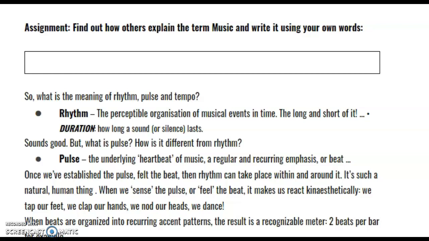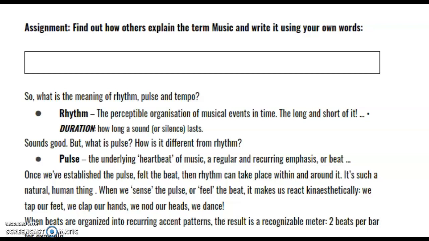So that's rhythm. Sounds good, but what is pulse? And how is it different from rhythm? The pulse is the heartbeat of the music. And it's regular and it's different from my rhythm. So the pulse, if I clap the pulse, it's... And if I now clap an example of rhythm, it's, for instance... So I have different values that I clap. Once we've established the pulse, felt the beat, then the rhythm can take place within and around it.